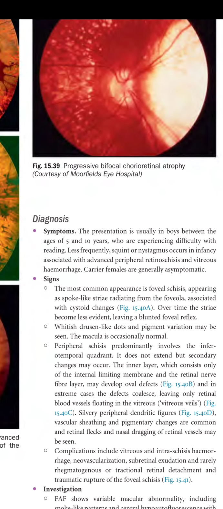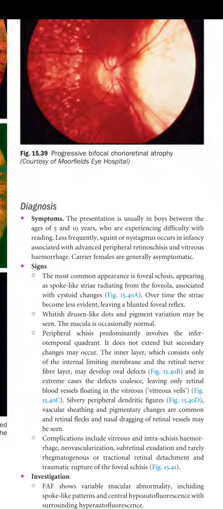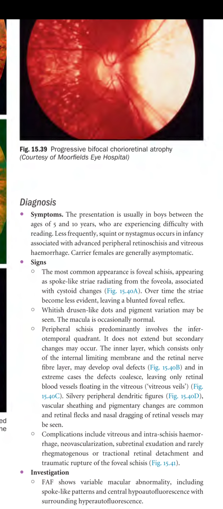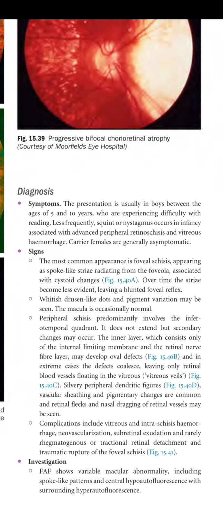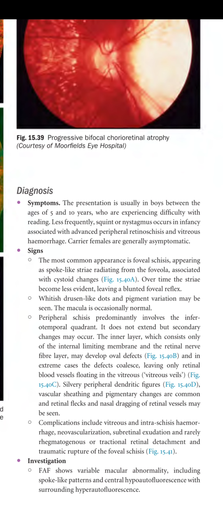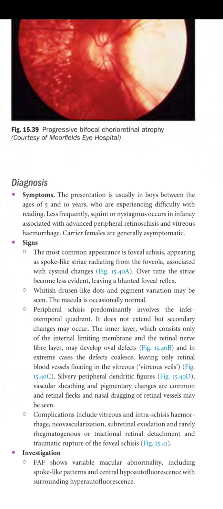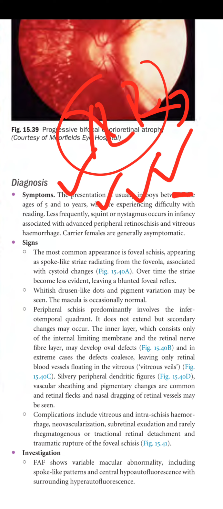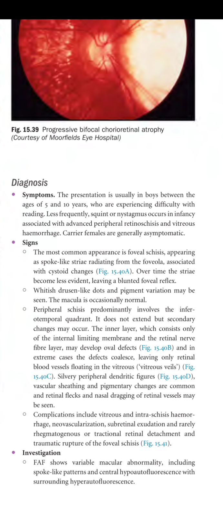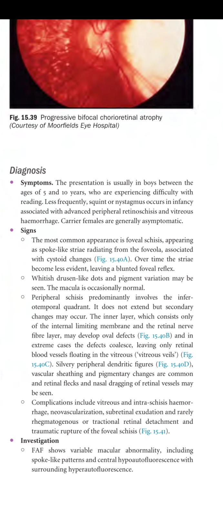Diagnosis: the presentation is usually in boys between the age of 5 and 10 years who are experiencing difficulty with reading. Less frequently, squint or nystagmus occur in infancy associated with advanced peripheral retinoschisis and vitreous hemorrhage. Carrier females are generally asymptomatic. So, as it is an X-linked recessive disease, the boys are usually affected between the age of 5 to 10 years, and they experience difficulty in reading. Sometimes squint and nystagmus occur in infancy, associated with advanced peripheral retinoschisis and vitreous hemorrhage. Carrier females are asymptomatic. So what are the signs?